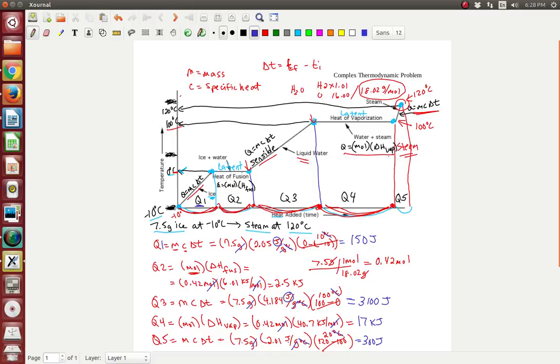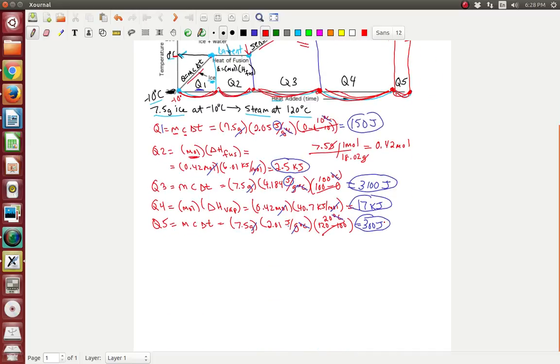300 joules. Now I want you to notice, here we have Q1, Q2, Q3, Q4, and Q5. We have just now gone all the way to the very end and added the last amount of heat. So what would be the total amount of heat to do this conversion? The total heat is Q1 plus Q2 plus Q3 plus Q4 plus Q5, or 150 joules plus 2.5 kilojoules plus 3,100 joules plus 17 kilojoules plus 300 joules.